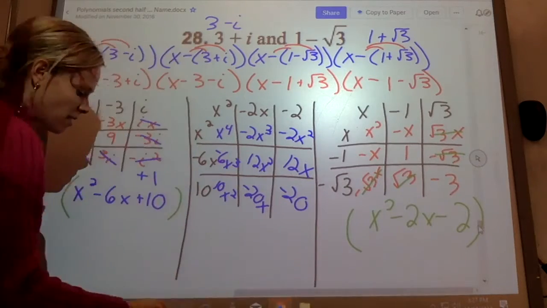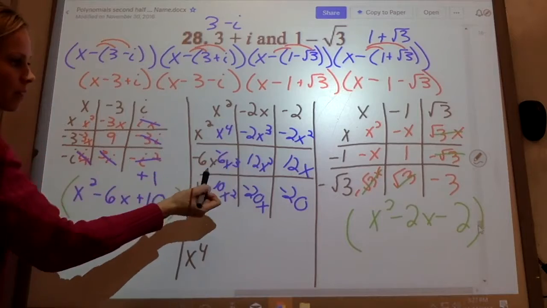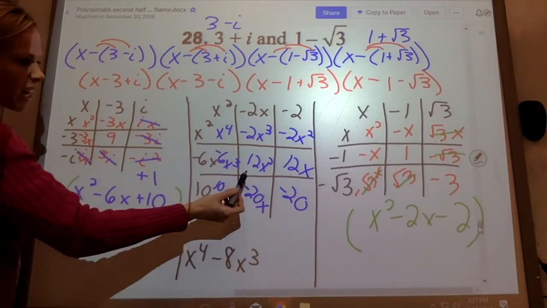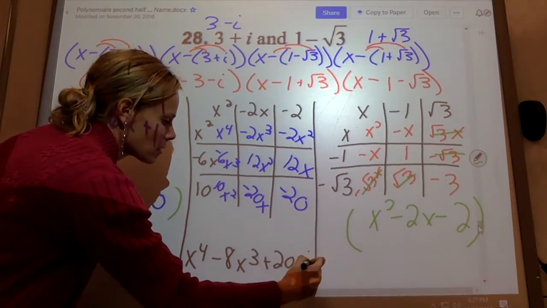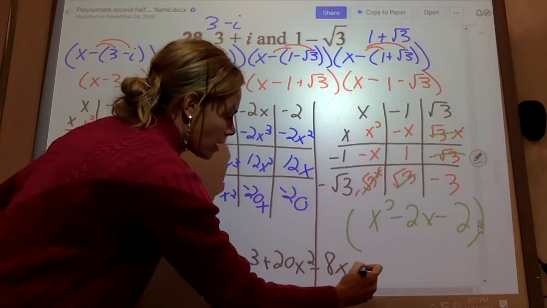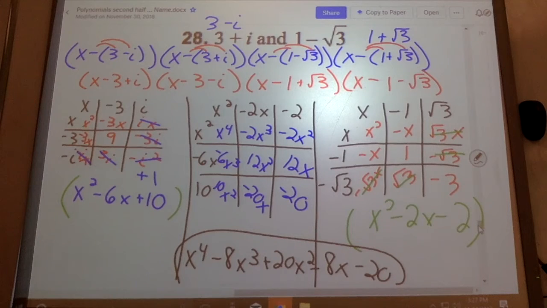So then my answer, x to the 4th, here's my cubes. So I'd have negative 8x cubed. Here's all my x squareds. So plus 20x squared. Here's my x's, minus 8x, and minus 20. So that would be the simplest polynomial with those 4 roots.